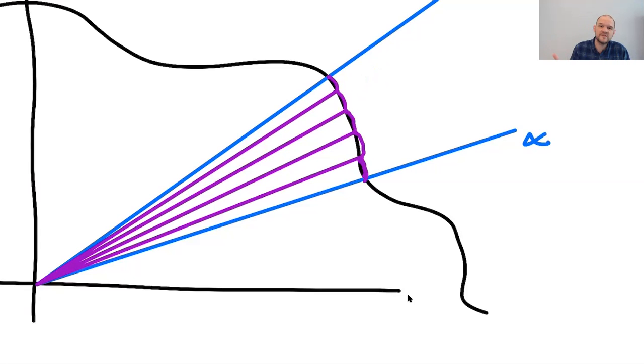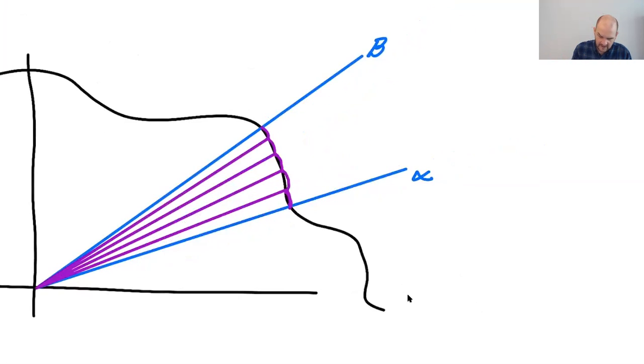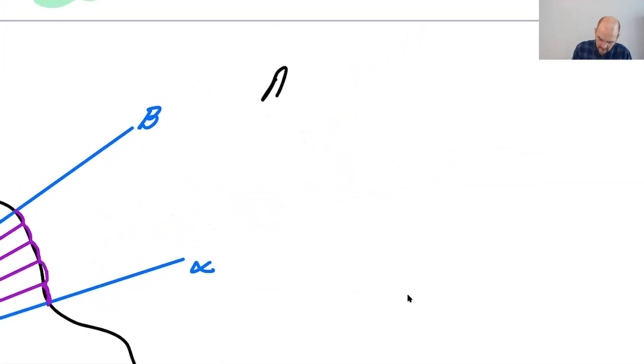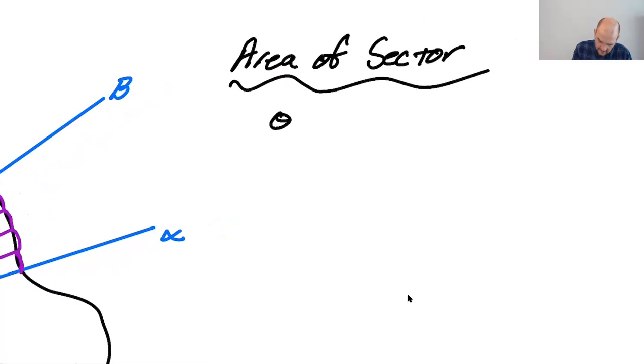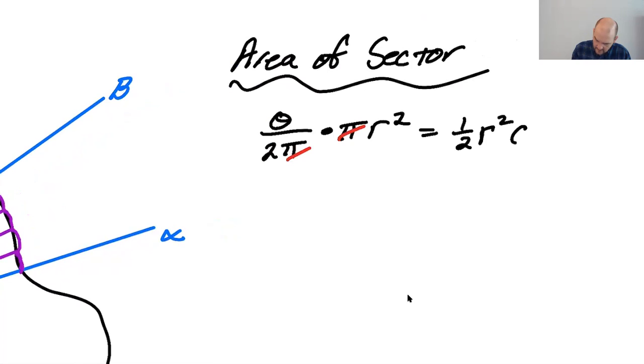And then I want to make more sectors and more sectors. I want to really use an infinite number of sectors. So let's talk about the area of a sector, right? The area of a sector is really just a fraction of a circle. So it's theta out of 2 pi times pi r squared. And if we simplify some stuff, it's going to be 1/2 r squared theta. That's the area of one sector.